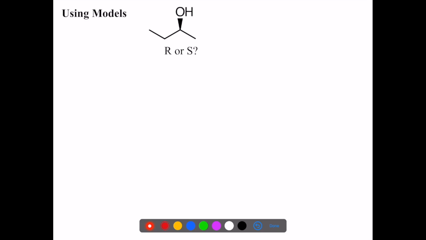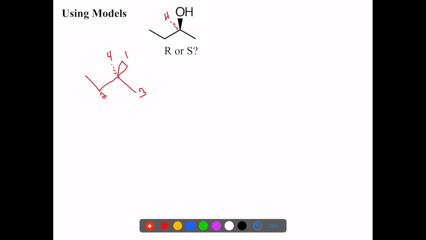Now you can also use models, as I said. And how would you do this with models? Well, what you want to do is assign the priorities. There's an H here. We draw this with numbers. 4 is going back. 1 is coming forward. 2 is in the plane to the left, and 3 is in the plane to the right.